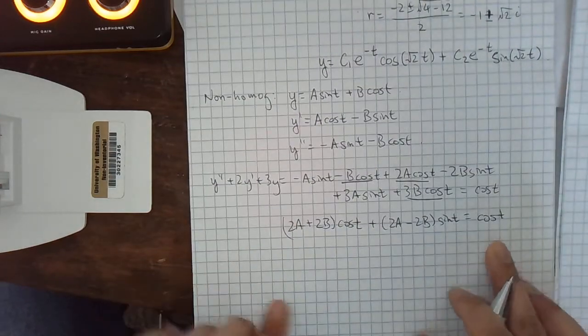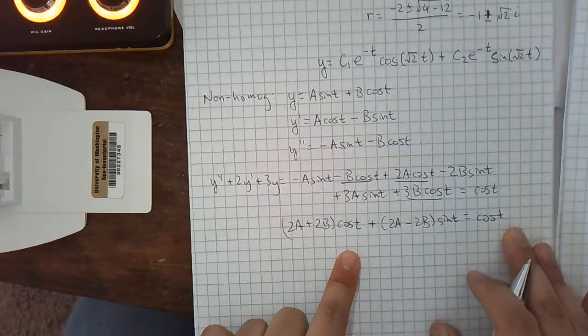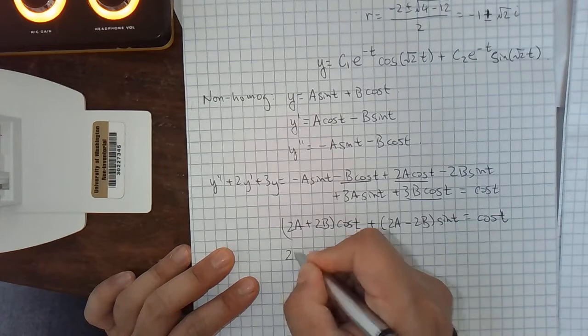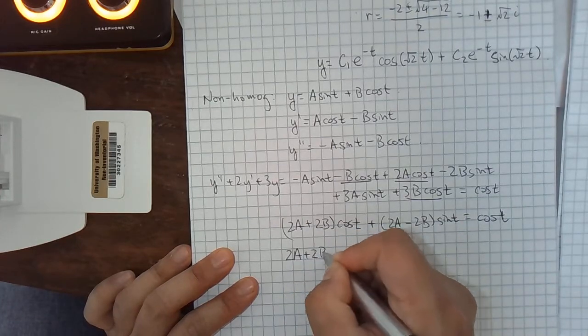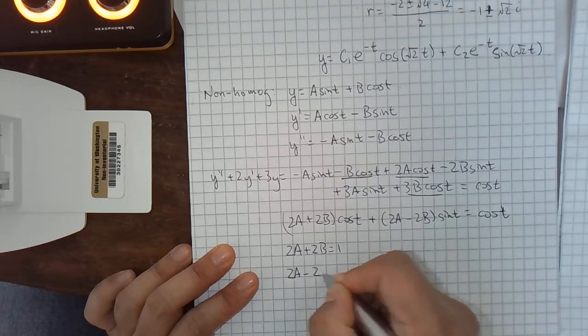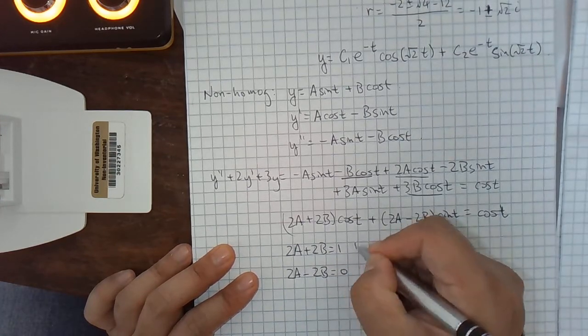So we compare coefficients because this has to be true for every value of t. Coefficients for cosine and sine have to be the same. So 2a plus 2b equals 1. That's the cosine coefficient. And 2a minus 2b equals 0. That's the sine coefficient.